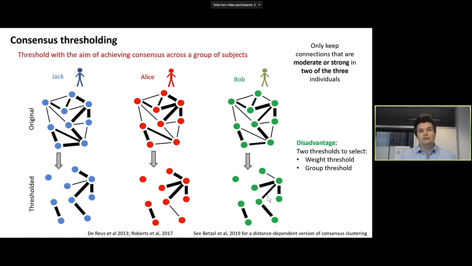A more recent thresholding approach is referred to as consensus thresholding. This is where, rather than thresholding individuals, we look for a consensus across a group of individuals. In this case, we see that in Alice's network, if we look at this particular connection here, it's a weak connection, but it survives in the network. The reason it survives is that for Bob and Jack, that connection is actually strong. So we need a moderate or strong connection in 2 of the 3 individuals for the connection to survive.